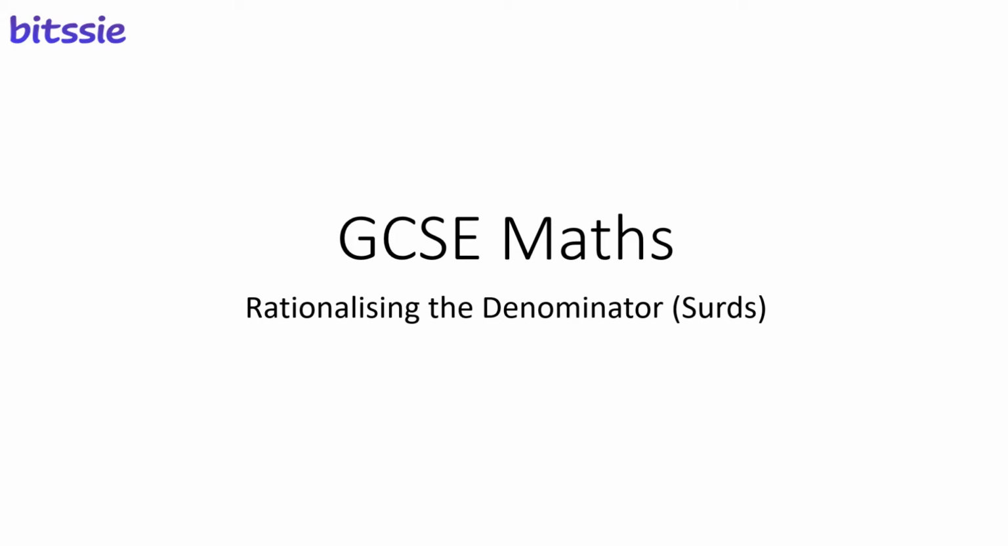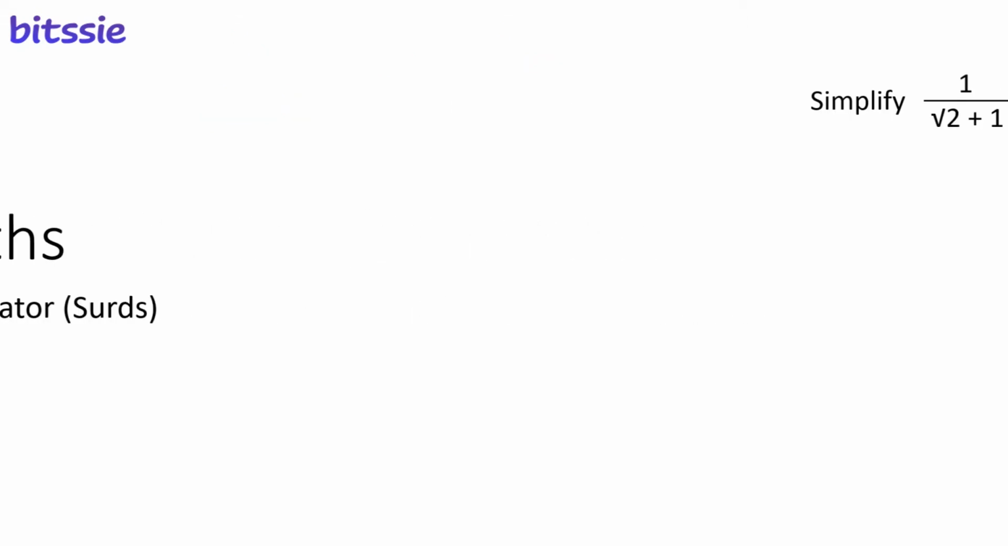Hello, in today's video we will be looking at how to rationalise the denominator for GCSE Maths. But what does it mean to rationalise the denominator? Well, in this question type we're given a fraction which has a surd in its denominator. And then what we need to do is rationalise this fraction so that it has no surd in its denominator. So let's look at our first question to see what we need to do.